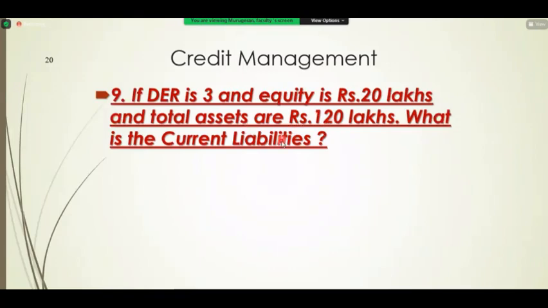Now, can anyone tell what the current liabilities are? 60 lakhs, sir. 40 lakhs is the answer, correct. Not 60, because this will become 60 plus 20, 80. So 120 minus 80, 40. Great. Clap. This is how you have to crack it.